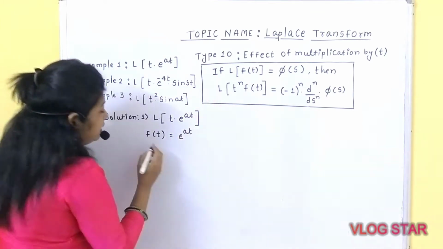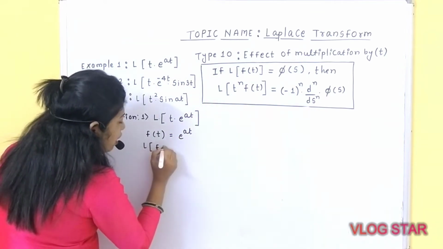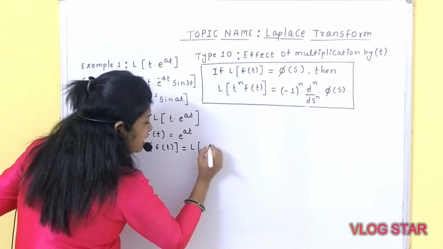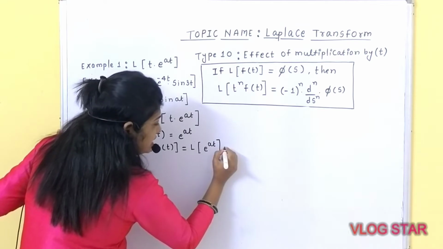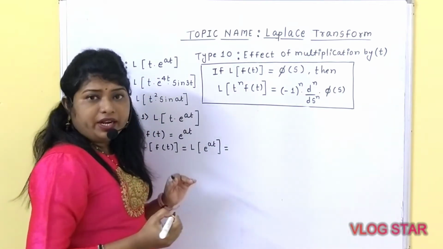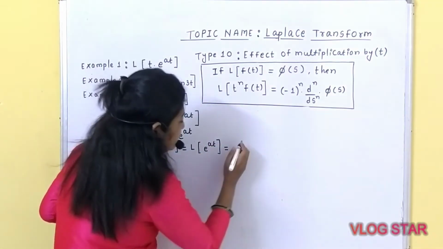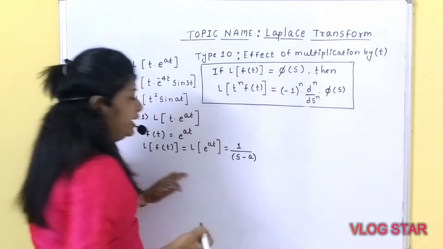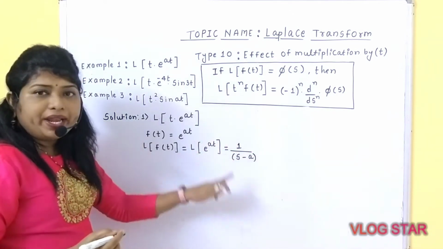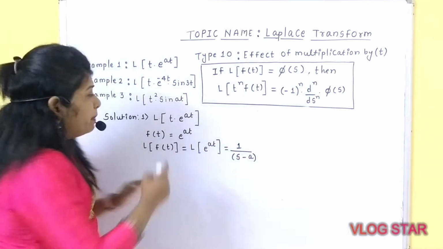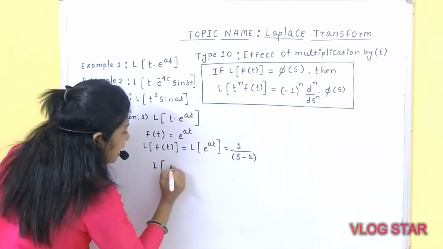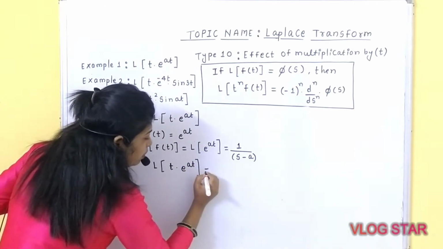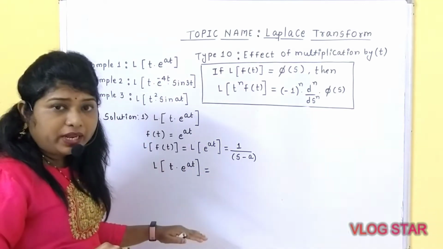You need to take the Laplace transform of f of t. So what is the Laplace transform of e raised to at? Already we had studied under standard results. So can you just recollect that standard result? The Laplace transform of e raised to at is equal to 1 upon s minus a. But we have to calculate Laplace of t into e raised to at. What we need to do? What we need to calculate?